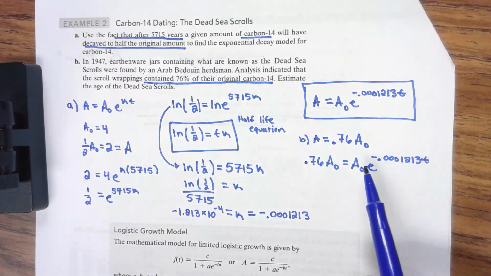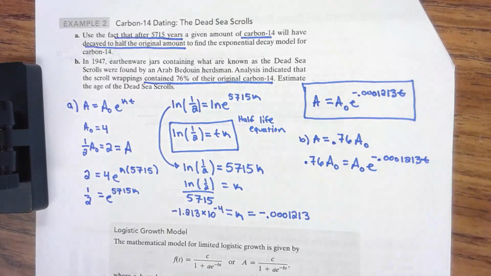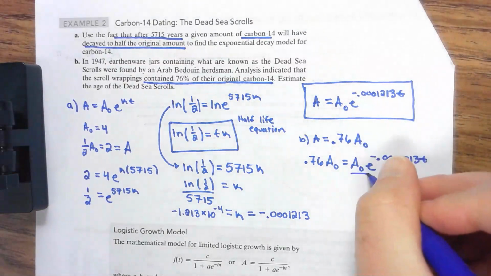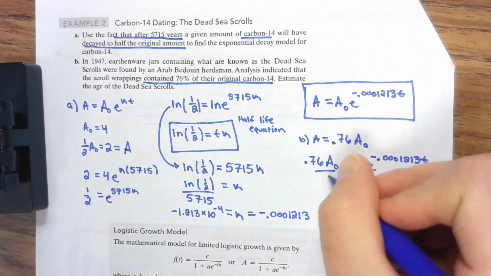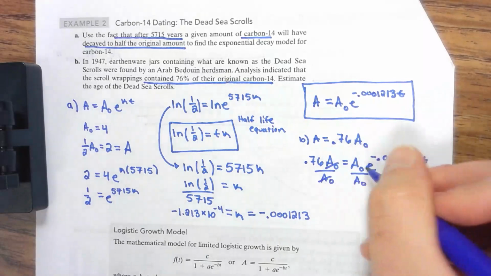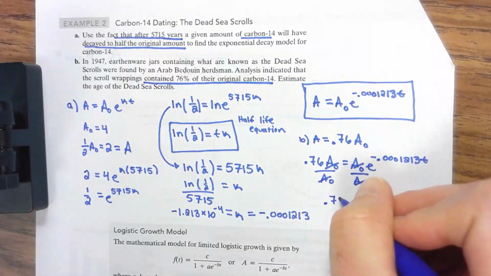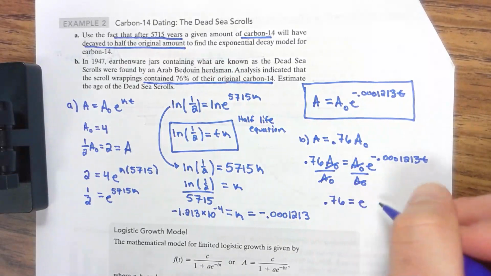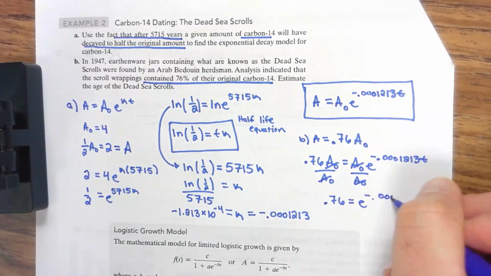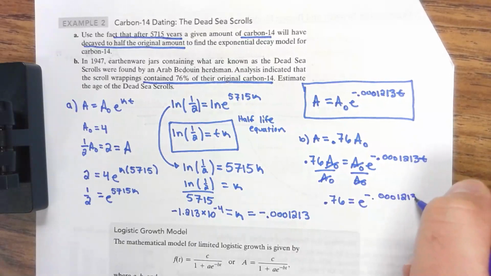This feels really confusing because of the A naughts. Think about when that was a number though, right? We divided both sides by that number. We're still going to do that. And when we do that, that starting amount or the A naught just goes away. And so we're left with 0.76 equals e to the power of negative 0.0001213t.